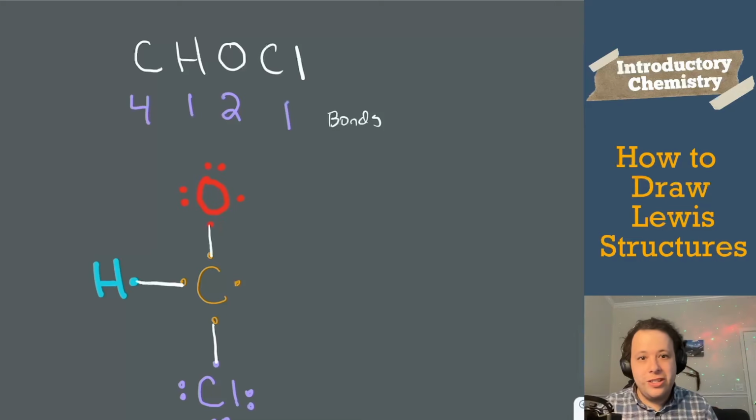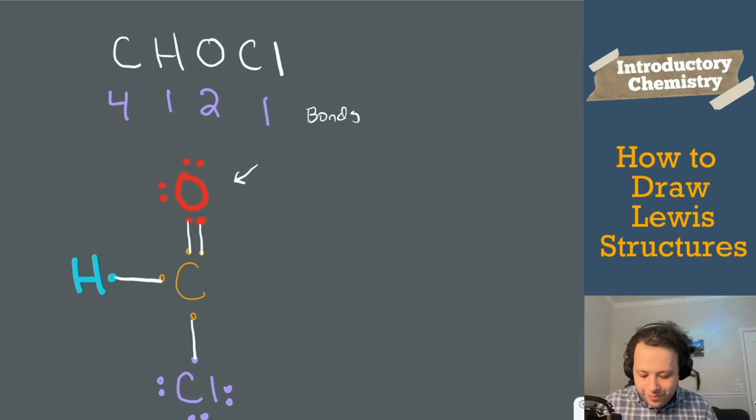Notice how oxygen still has a single electron that's by itself. It does not want a single electron. They want to all be paired. So we're going to move that and make a double bond. Okay, and now we have our happy structure, just like that.